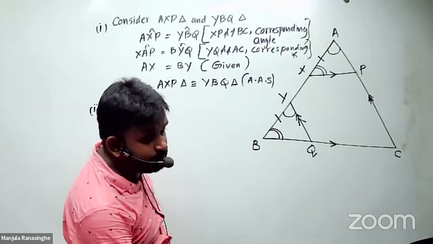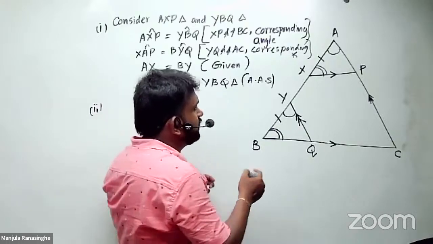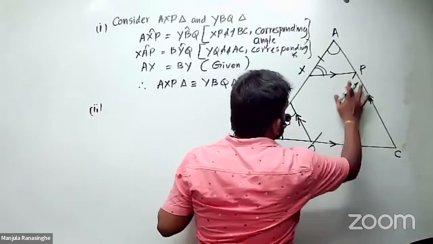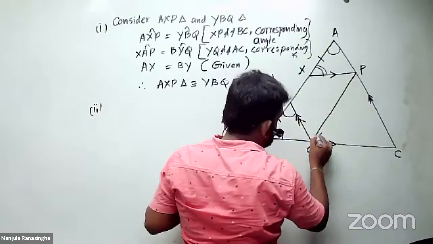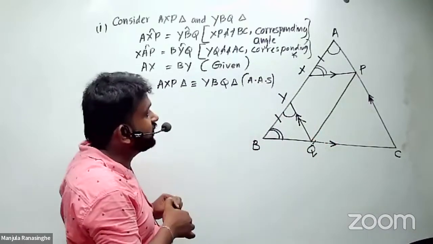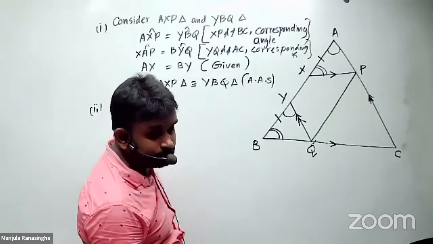Draw the straight line PQN. Draw the straight line PQN. We have to draw it. Draw the straight line PQN. Show that PQ is parallel to AB.